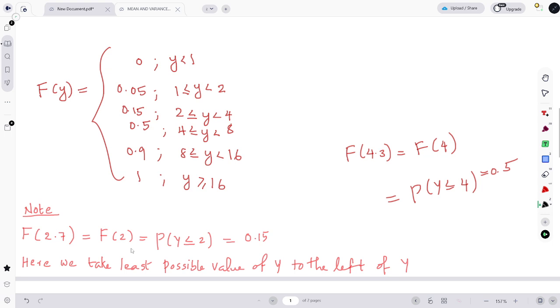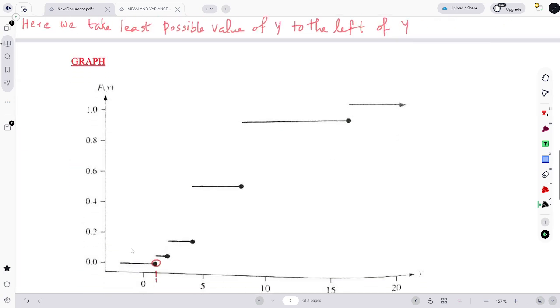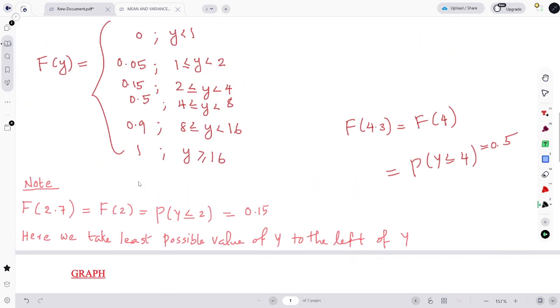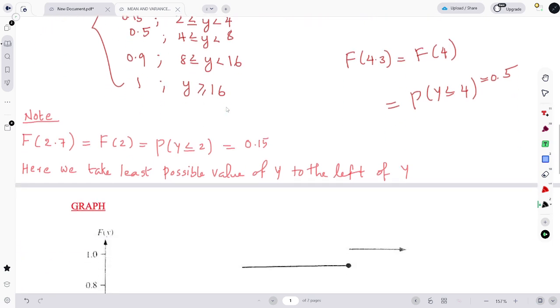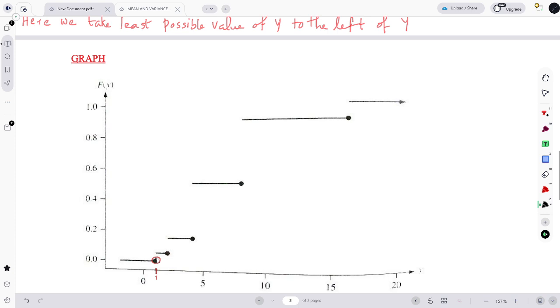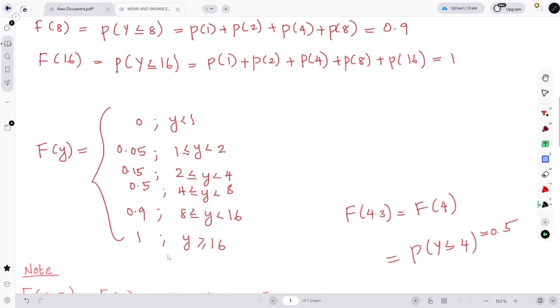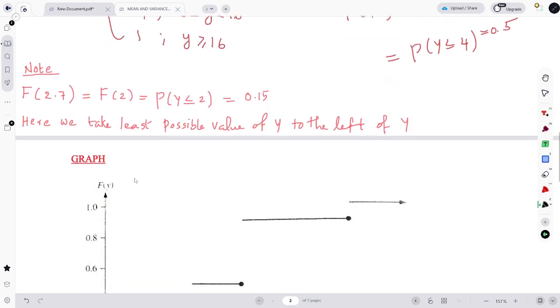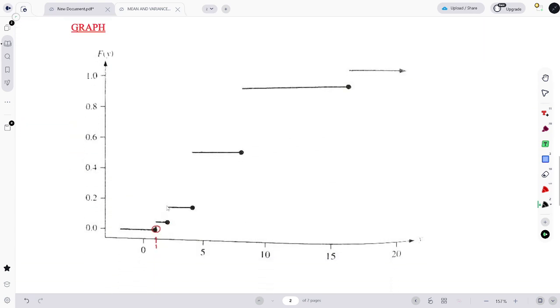So from the point 1, the value became 0.05. That is, there is a jump from 0 to 0.05. Similarly, from 1 up to 2, it is 0.05. But at the point 2, it becomes 0.15. Then again a jump from 2 to 4.